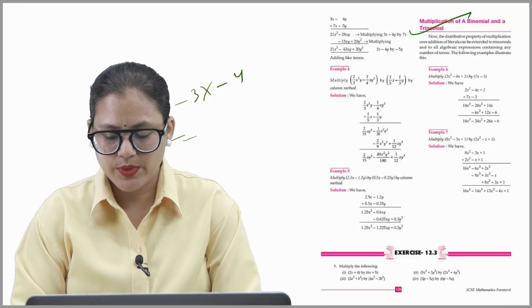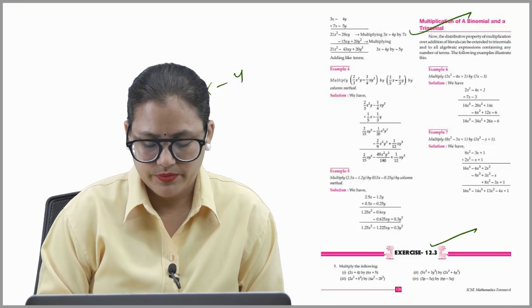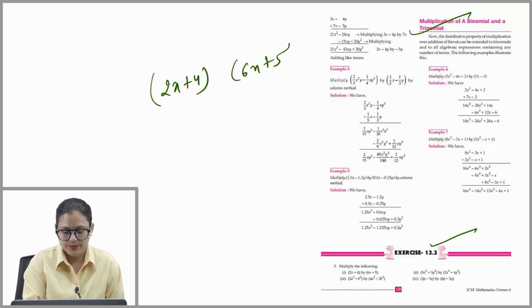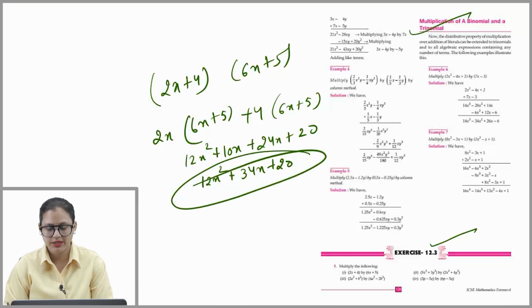Let us do exercise 12.3. Multiply the following. You have to multiply 2x plus 4 by 6x plus 5. So you write 2x into 6x plus 5, plus 4 into 6x plus 5. 2 6s are 12x square, plus 5 2s are 10x, plus 4 6s are 24x, plus 4 5s are 20. 12x square plus 34x plus 20. So this is the answer.